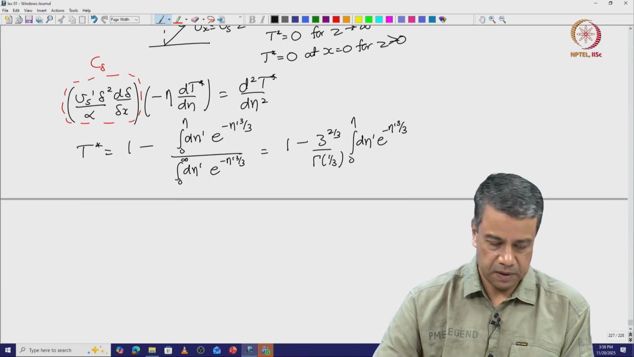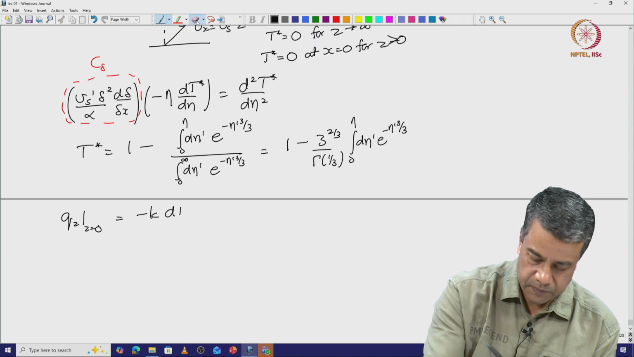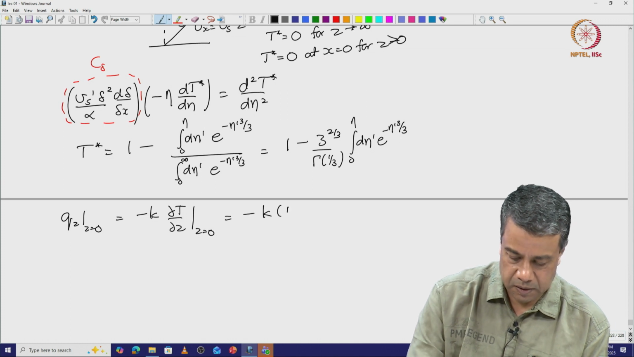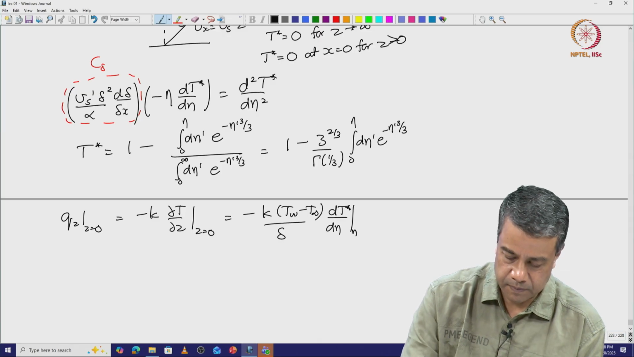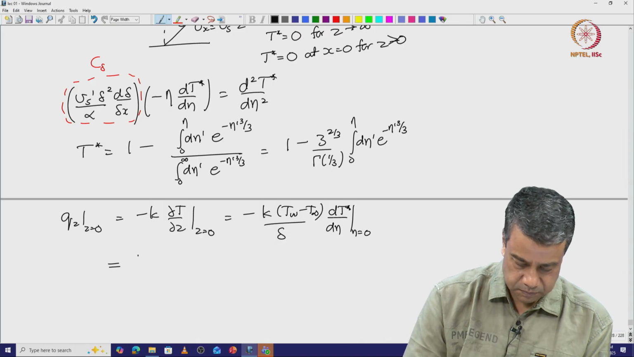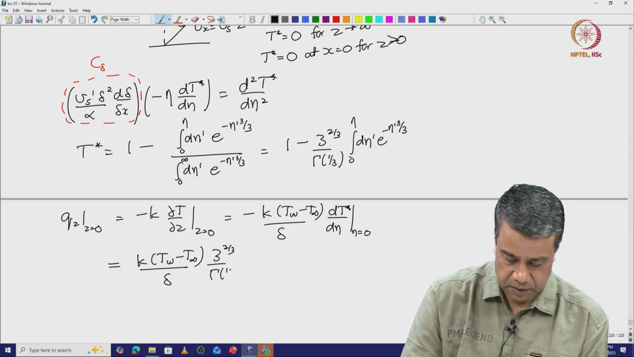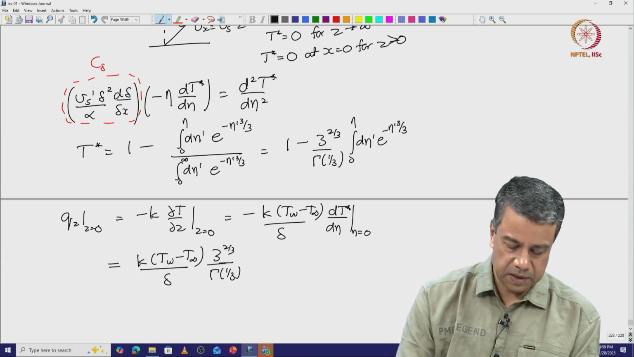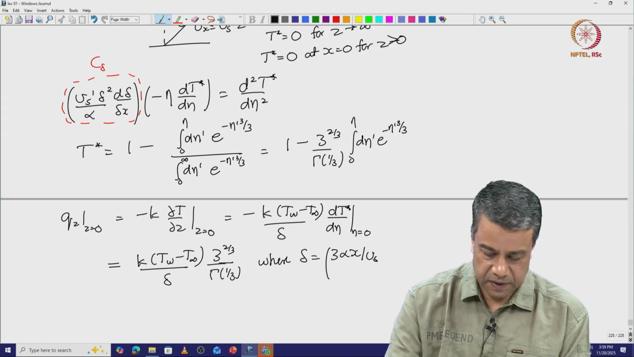So, that is the equation for the temperature field. The heat flux at the surface, k times partial T by partial z, is equal to minus k into Tw minus T infinity by delta, into 3 power 2/3 by gamma of 1/3, where the boundary layer thickness delta is equal to 3 alpha x by Vs prime whole power 1/3.